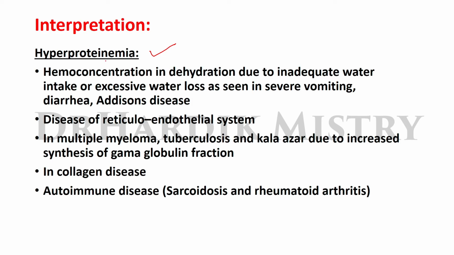Which are the causes of hyperproteinemia? Hemoconcentration in dehydration due to inadequate water intake or excessive water loss, as seen in severe vomiting, diarrhea or Addison's disease. Disease of the reticuloendothelial system, in multiple myeloma, tuberculosis and Kala Azar, due to increased synthesis of gamma globulin fraction. In collagen disease, in autoimmune disease, for example sarcoidosis and rheumatoid arthritis, we find an increase in the total serum protein level, the condition known as hyperproteinemia.